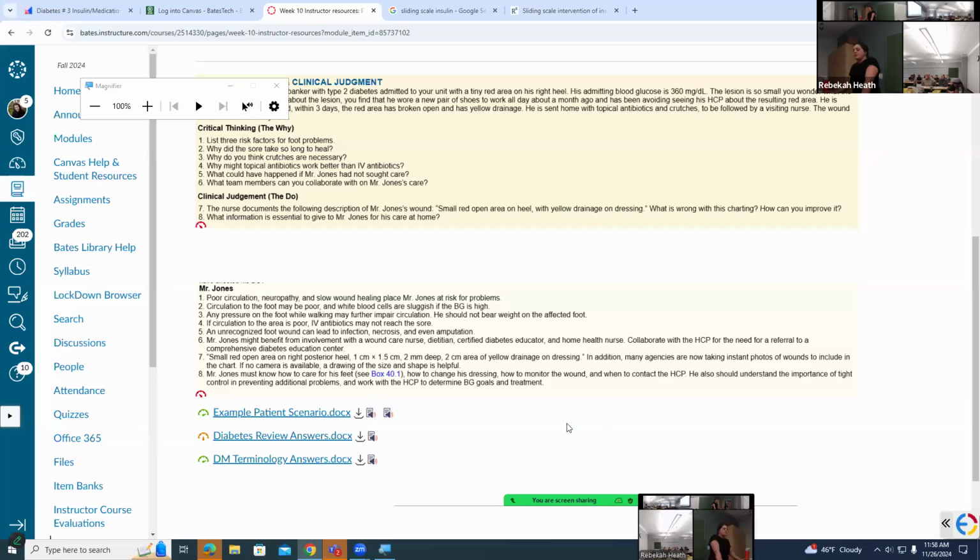And then as far as how he is going to take care of himself at home, we want to make sure he knows how to take care of his feet, how to change his dressing, how to monitor the wound, and when to contact the doctor. We should also make sure he understands why tight blood sugar control is important. Then work with the healthcare provider to determine what his goals are, right? Because we don't want to just say we want your blood sugar to be in control. That doesn't mean anything to him. We want to give him specific numbers of where we want him to be. That's it. So we're done.